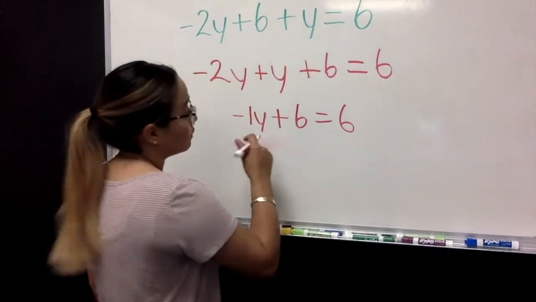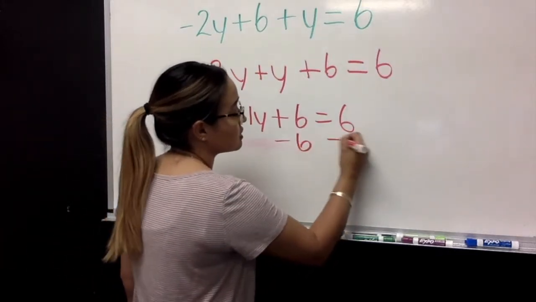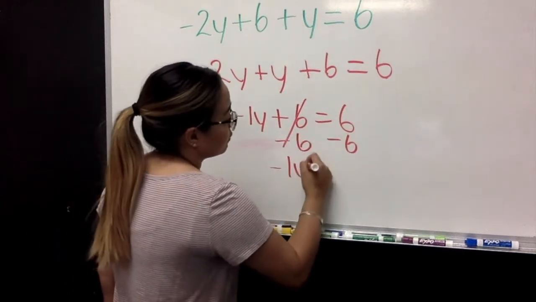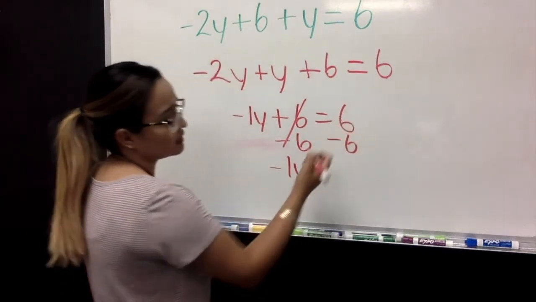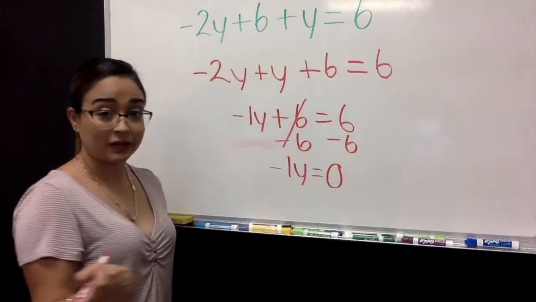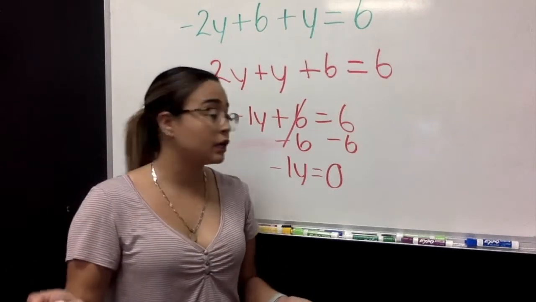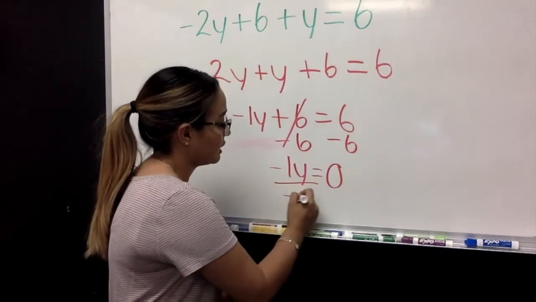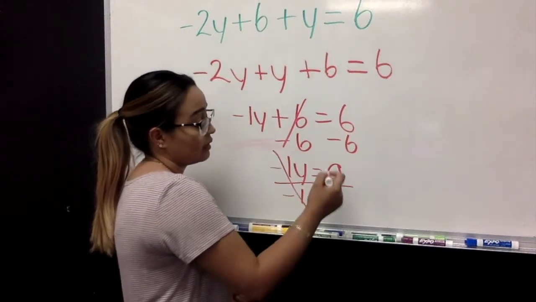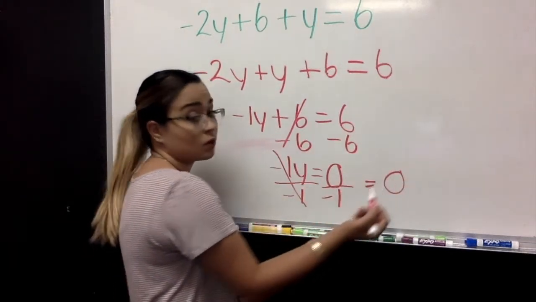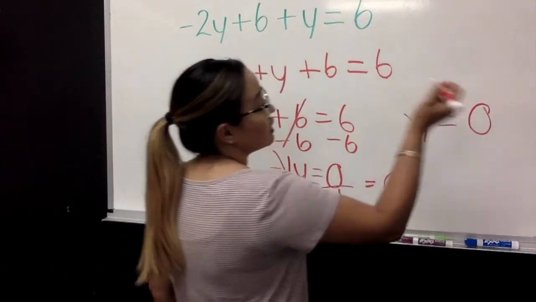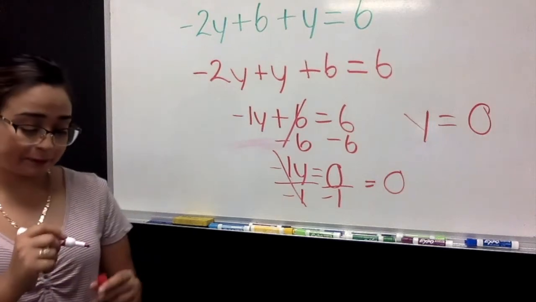So what are we going to do? We're going to try to get y alone. So we're going to get rid of 6 on this side. We're going to subtract it. So we're left with negative 1y equals, what's 6 minus 6? 0, right? Now we are going to be dividing by negative 1 on both sides. And it cancels out over here, and over here it's going to be equal to 0. So therefore our answer is y equals 0, okay?